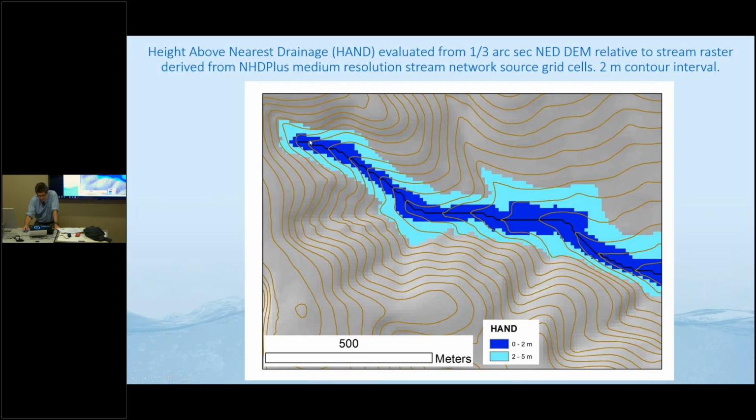So this is the sort of result that you get. You've got the flow lines delineated from the digital elevation model going right down the valleys, and you can sort of color and height above nearest drainage for different thresholds.